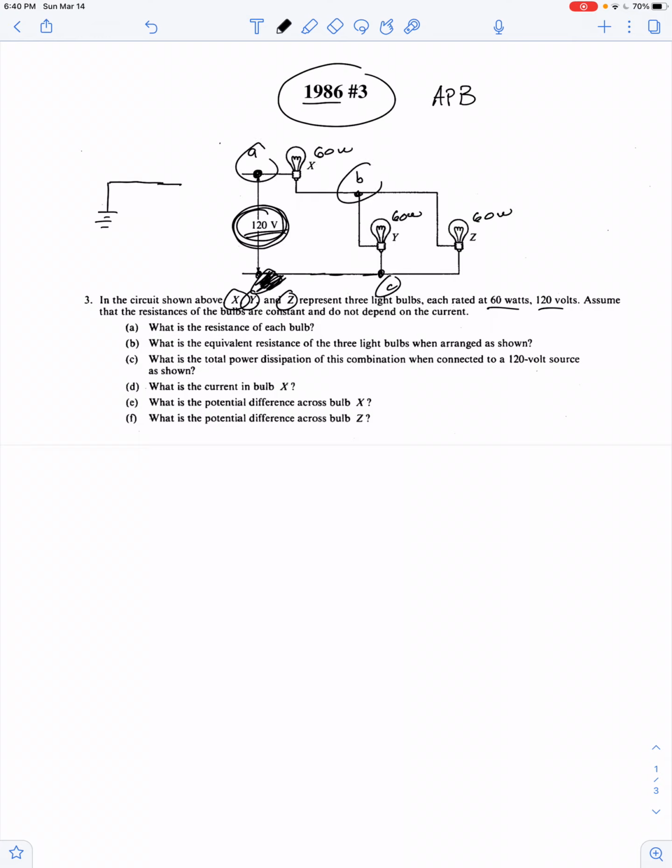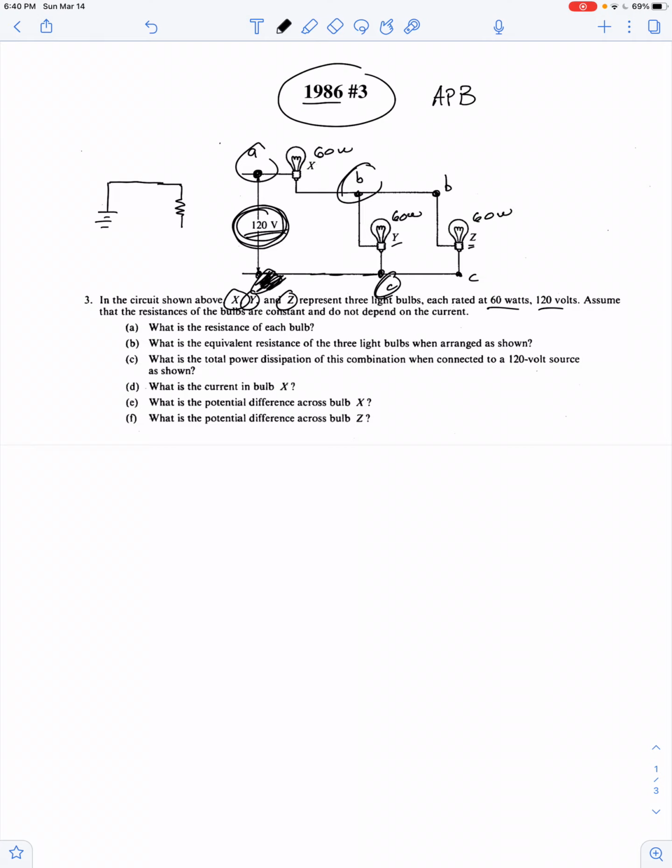The potential difference across bulb Y is the potential difference between point B and point C, which, by the way, is also the potential difference across bulb Z. You see it, right? I don't need to name this as a different electric potential. This is also the electric potential at point B, and this is also the electric potential at point C. So I think you see how we can diagram this circuit a little easier.